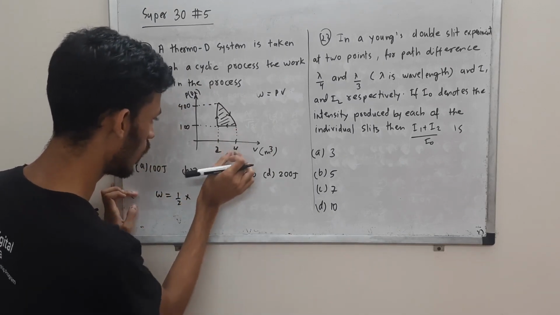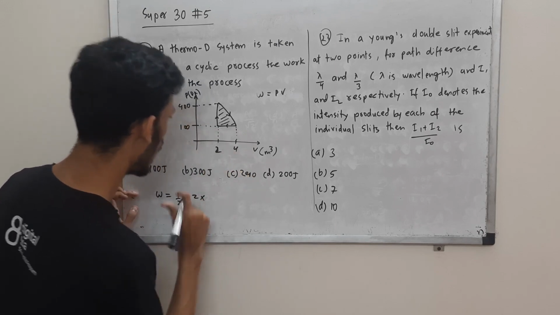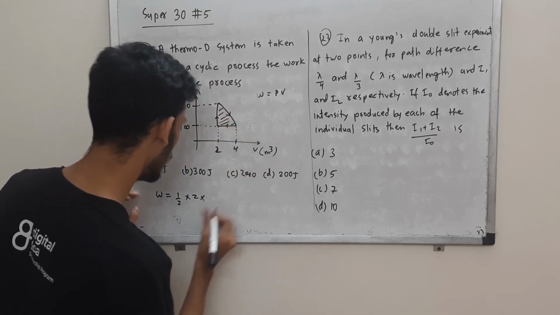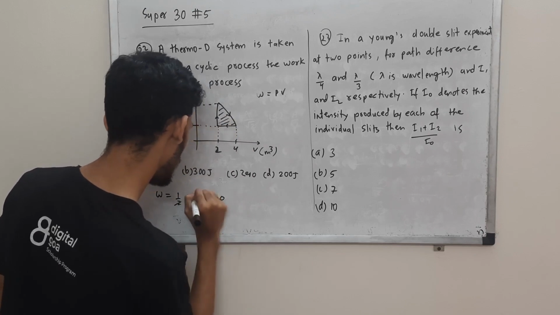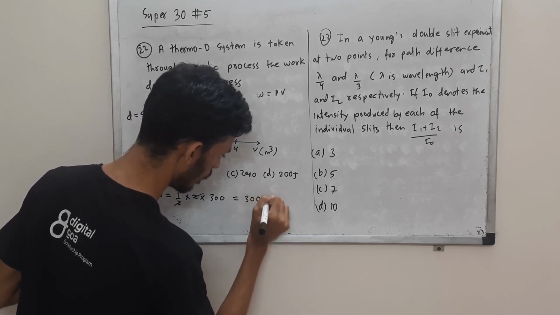Half base is 4 minus 2, which is 2, and height is 400 minus 100, which is 300. So this is 300 joules.